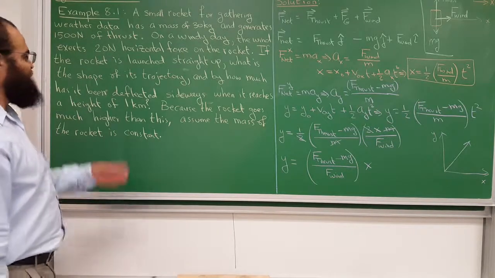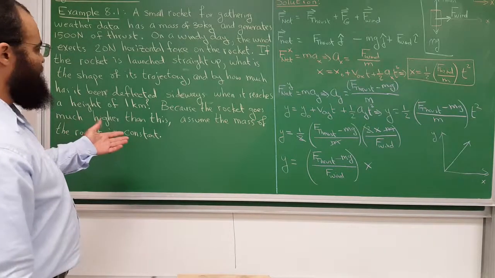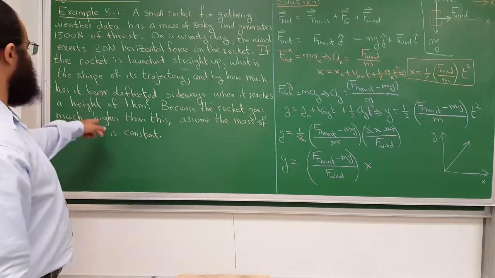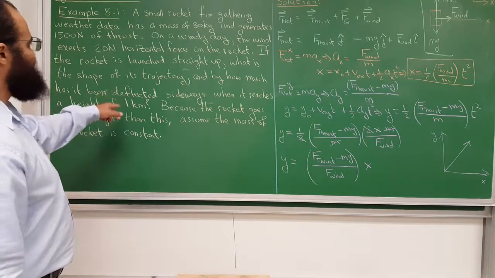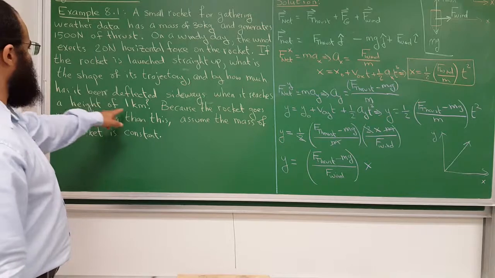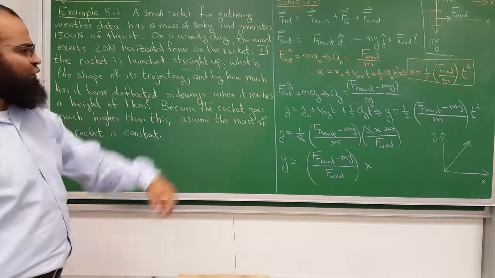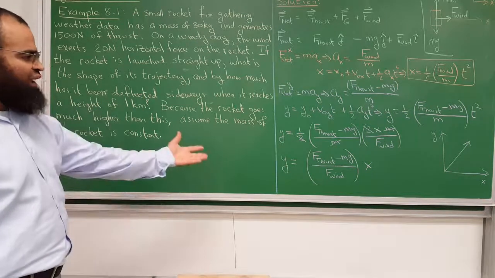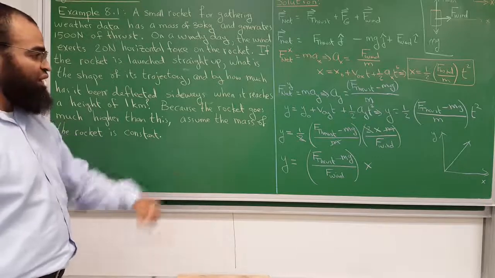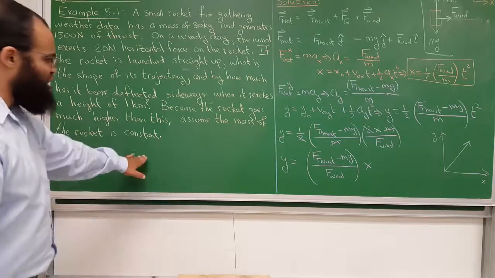And then it says, when the rocket goes to a height of 1 kilometer, how far to the right has it been deflected? Meaning, when y is 1 kilometer, 1,000 meters, what is x? So I will solve that right here.